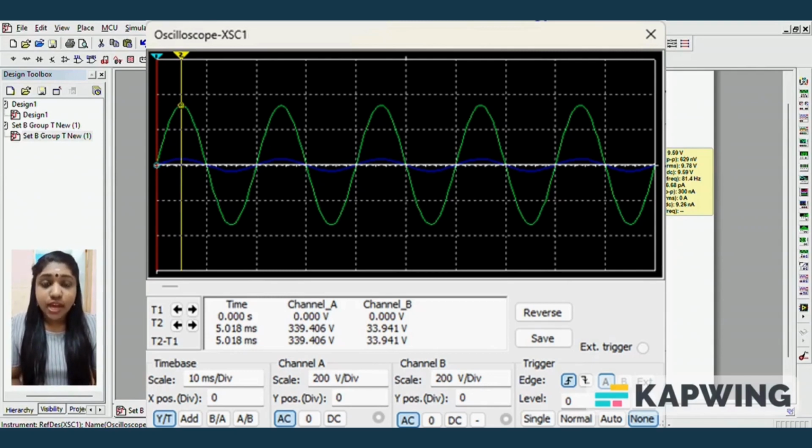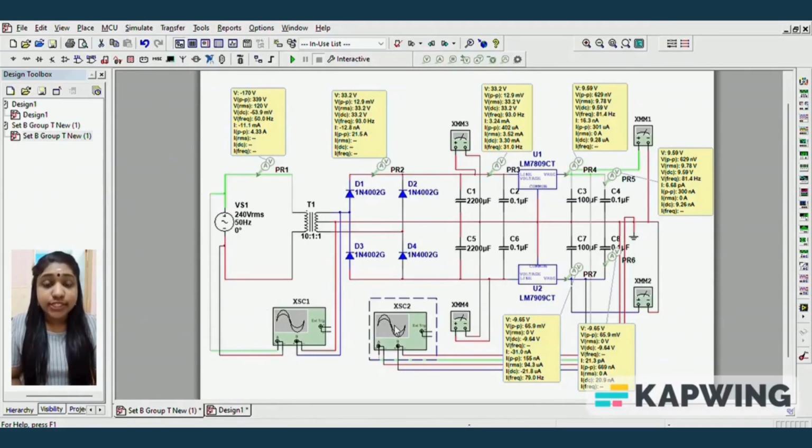For a sine wave, the RMS voltage is equal to the peak voltage divided by the square root of 2. In this case, the RMS voltage for channel A is about 239.1 volts and the RMS voltage for channel B is about 23.8 volts. Let's see the reading for the second oscilloscope.